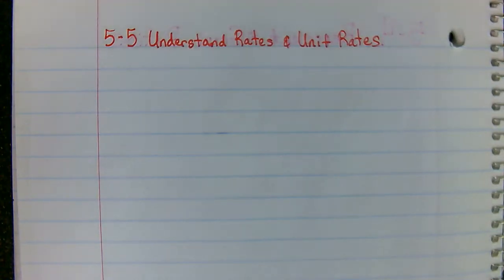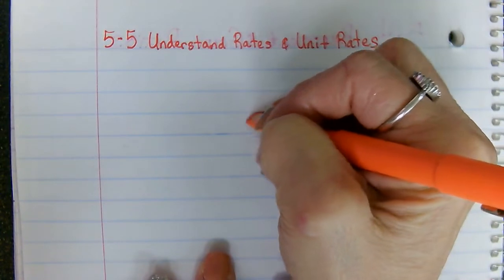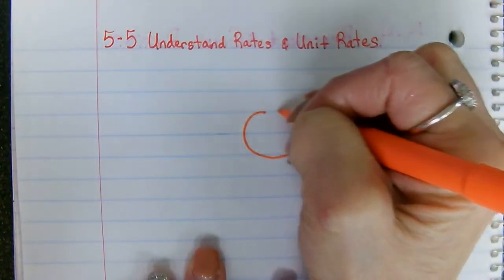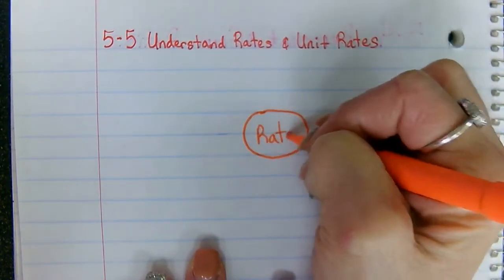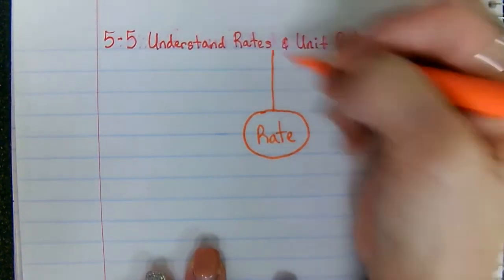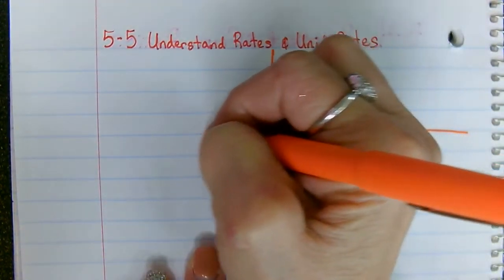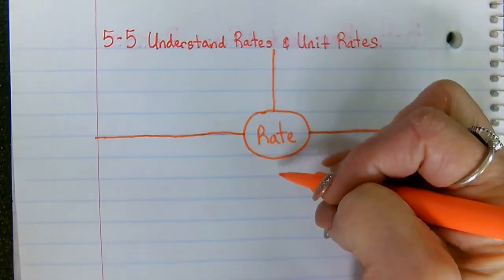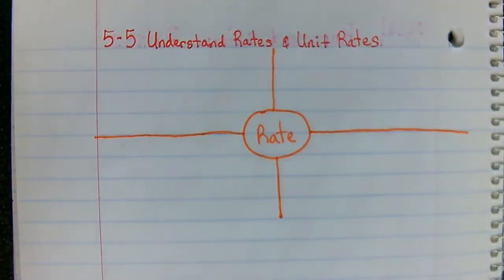All right, students, today we're going to study 5-5, understand rates and unit rates. Okay, let's first break this off into sections. I'm going to draw a circle right here in the middle and write the word rate in it. Okay, and then we're going to divide this into 4 parts. Just like that. Now, let's begin by a definition.